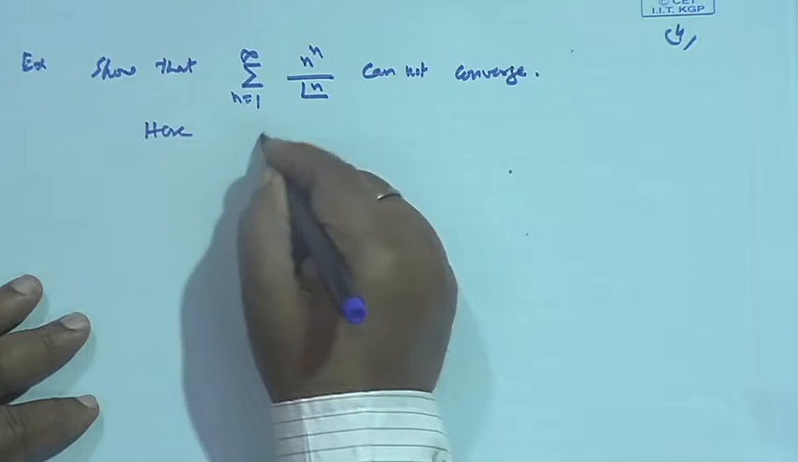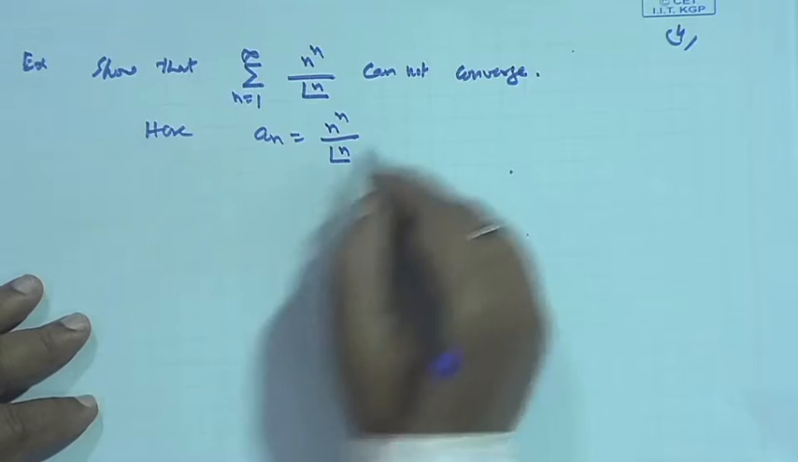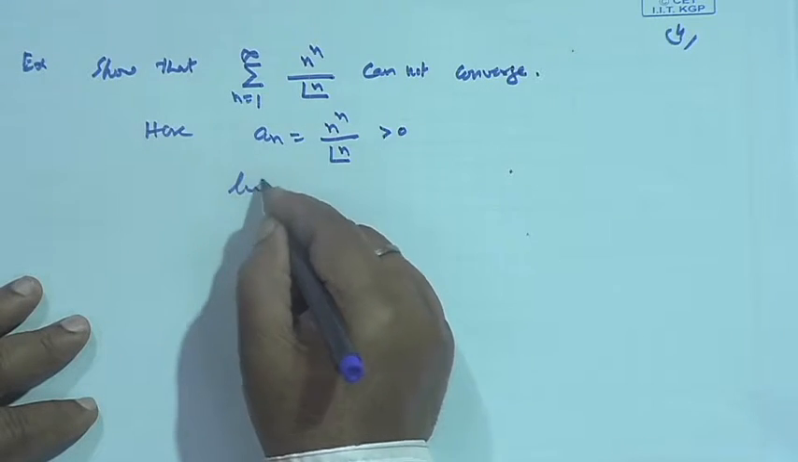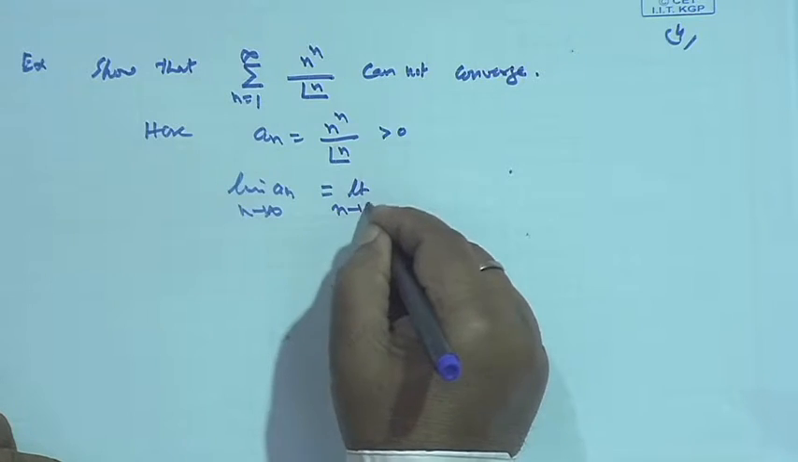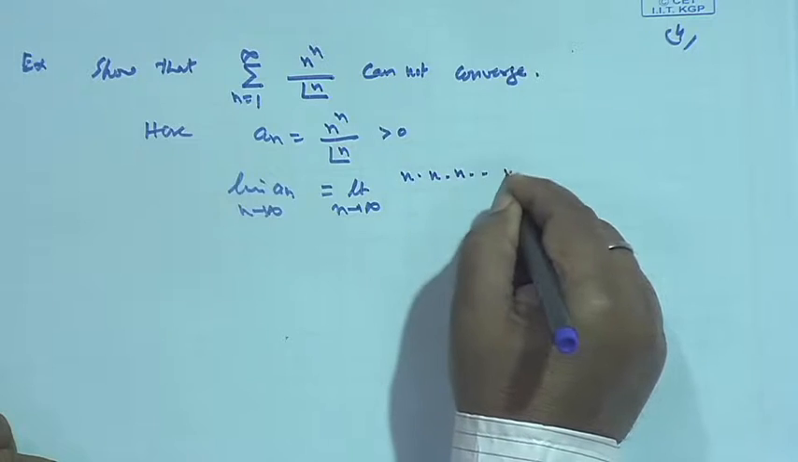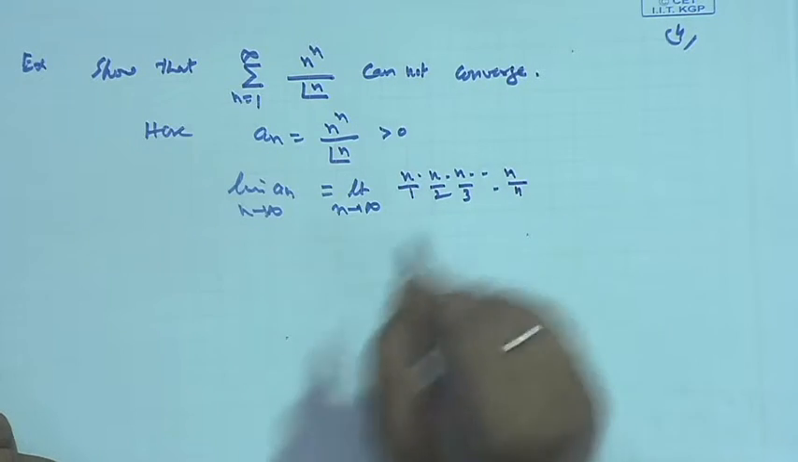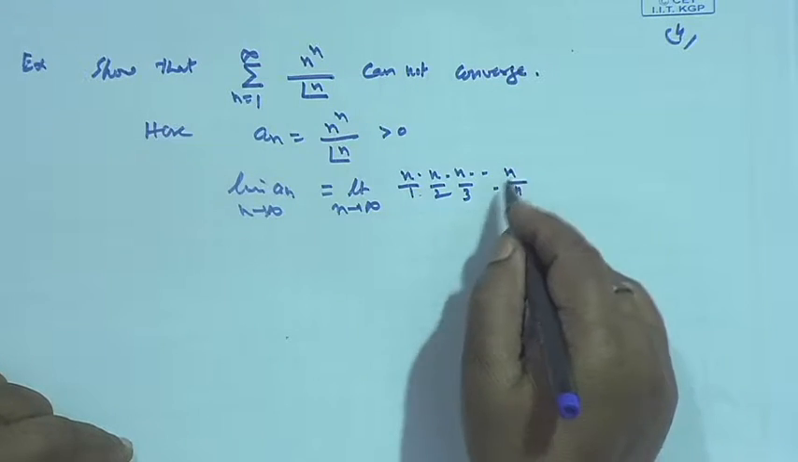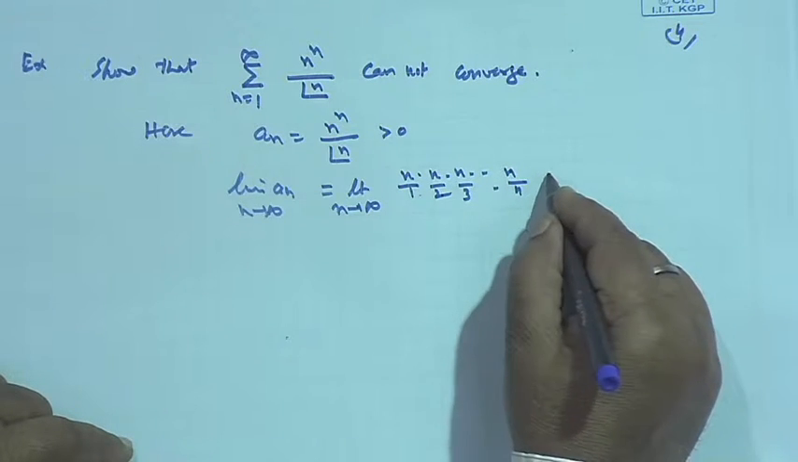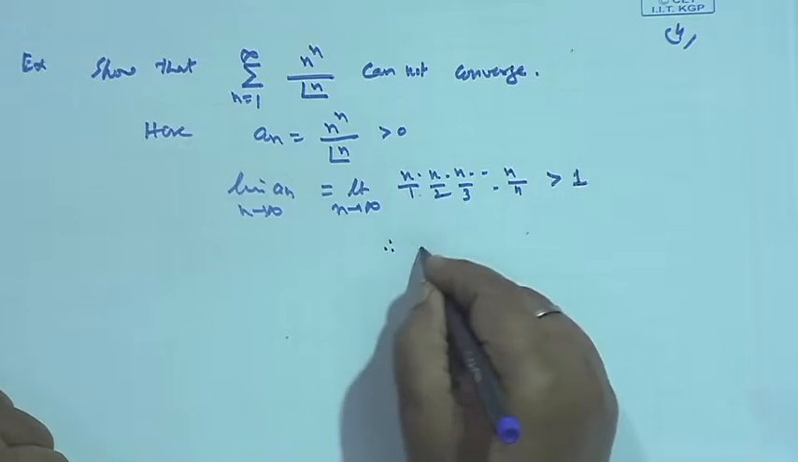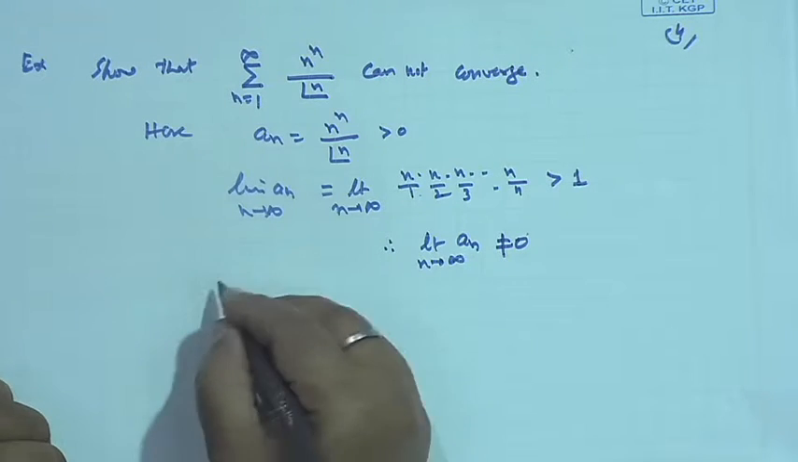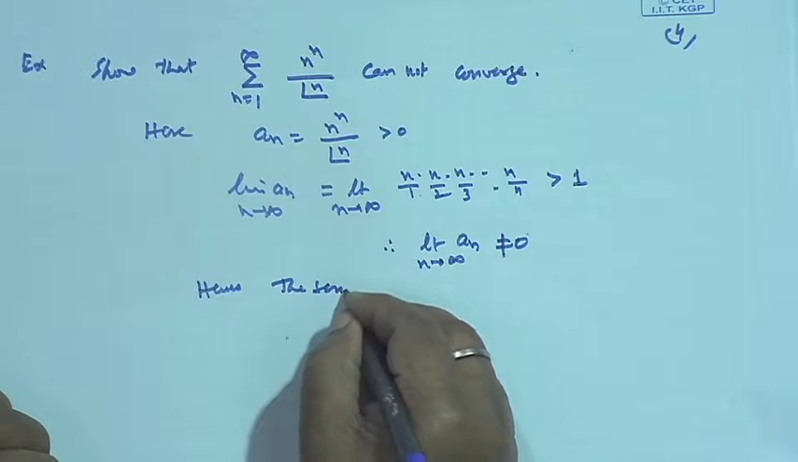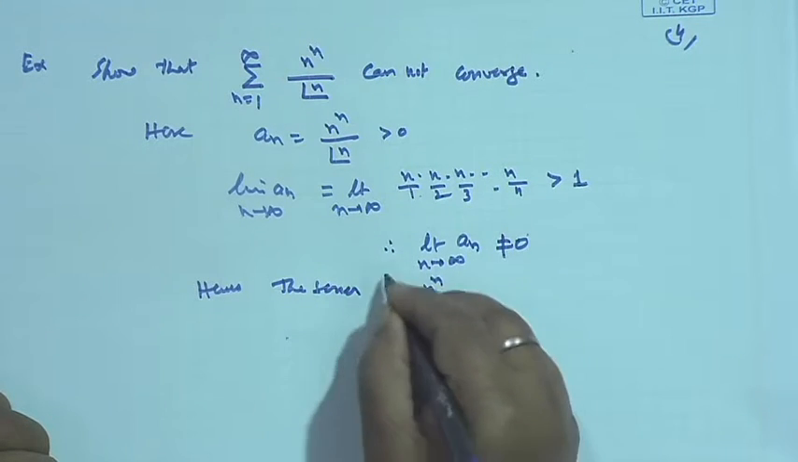So, here the nth term is n to the power n by factorial n. All terms are positive, and the limit of the nth term as n tends to infinity, what will this be? This is basically limit of this as n tends to infinity, n into n up to n divided by 1, 2, 3 and then n. So, this is n by 1 is greater than 1, n by 2 is greater than 1, n by 3 is greater than 1. So, basically this limit will always be greater than 1, whatever the n may be. Therefore, the limit of this does not tend to 0 as n tends to infinity, while all the terms are positive, hence the series sigma n to the power n by factorial n, 1 to infinity, is divergent.